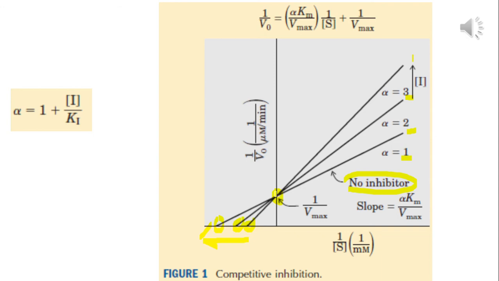While you look at the case of minus 1 by Km, that minus 1 by Km value is coming more and more towards the zero value. That means more and more towards the right side, which means it is increasing. What's increasing? Km value is increasing. Presence of a competitive inhibitor increases the Km value while it does not alter the maximum velocity. Keep it in your mind. So by looking at a double reciprocal plot, we can identify whether there is competitive inhibition or not.